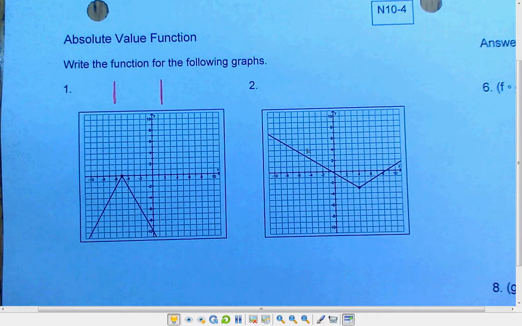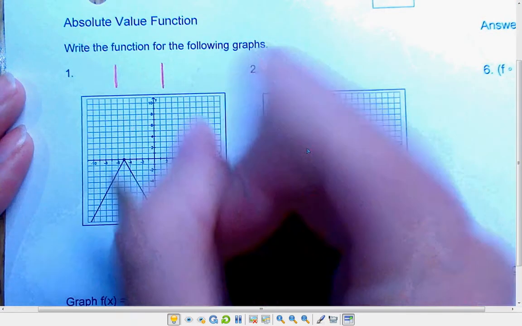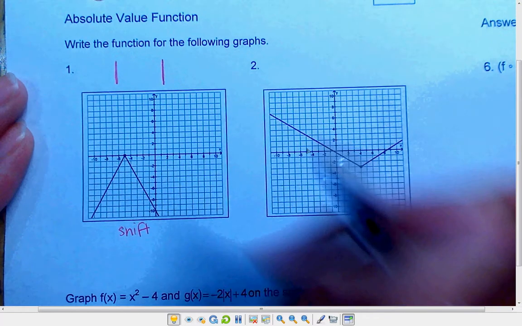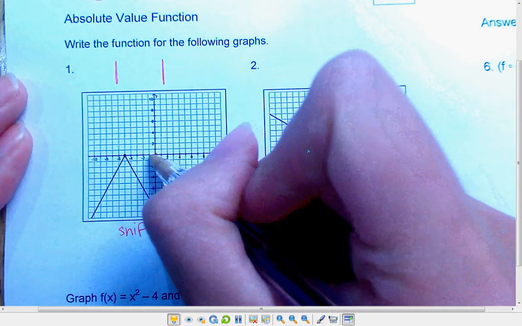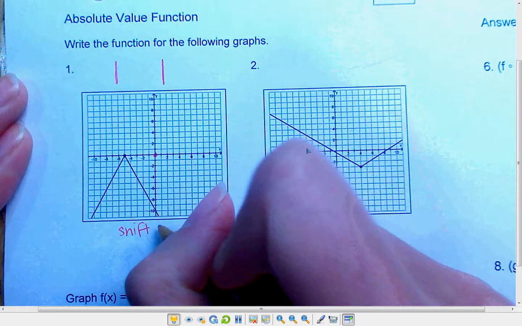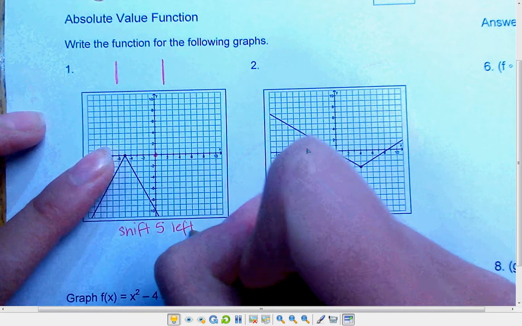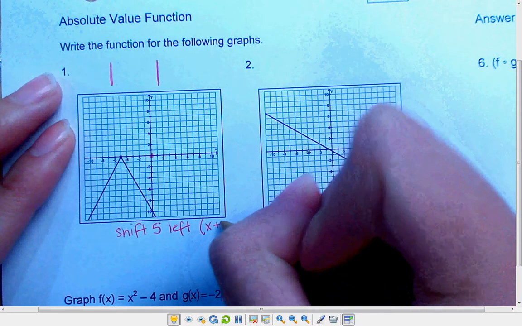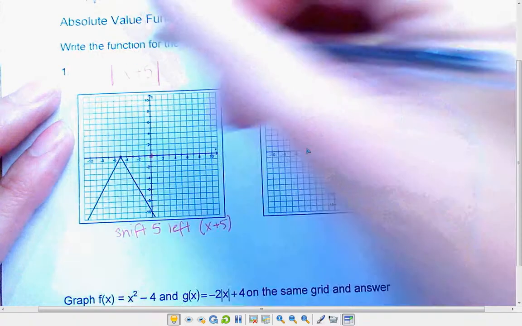So we know our parent function is going to be absolute value, which are these two lines, which signify absolute value. Just like with our other ones, we want to first start off with our shift. What direction has this moved from the origin? Before it was right here, now it's moved 1, 2, 3, 4, 5 to the left. If we've moved 5 to the left, that means inside for our x's, we're going to be adding 5 because it's the inverse. This is going to be x plus 5 inside here.